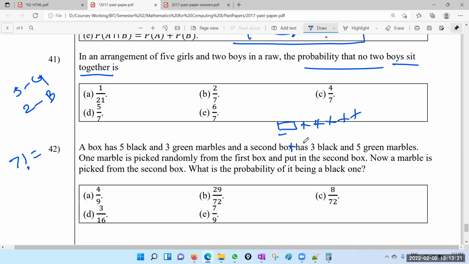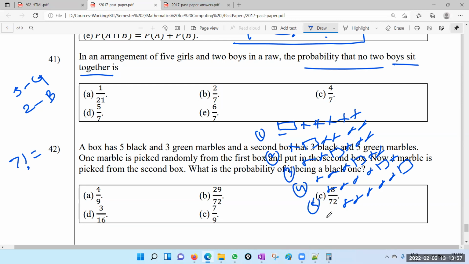Those two boys can be in the second position, the third position, the fourth position, here, or in the last position. So those are the places where two boys sit together. This is one possibility, second, third, fourth, fifth, sixth possibility. But if you change these two boys, still it is invalid.